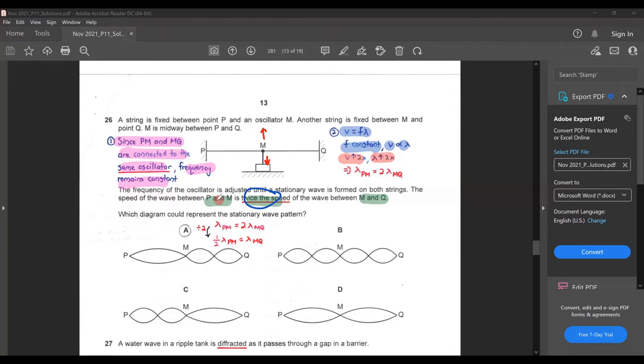So I know that PM is having twice the speed. V_PM, maybe I'll write it here, V_PM is two times the speed of V_MQ. Okay, so this would thus mean that lambda_PM is two times lambda_MQ. Okay, this is how I came to this conclusion here. Because PM has twice the speed, its wavelength should be twice that of MQ also. So which diagram could represent the stationary wave pattern formed? You just look at the stationary wave here. Which one is telling you this story?